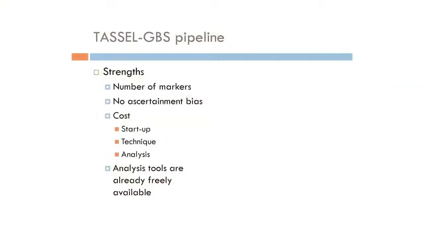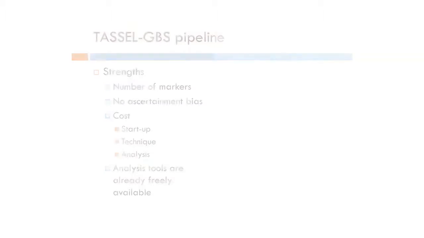So there are some strengths and some weaknesses with this GBS pipeline. One of the strengths is just the sheer number of markers you get from the pipeline. You can get upwards of over 100,000 markers in a single 96-well plate. These markers don't have an ascertainment bias because they're developed with the experiment. You're not using something like an array where SNPs were developed on a previous panel of genotypes.